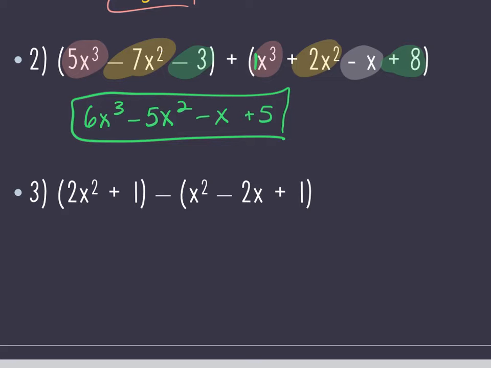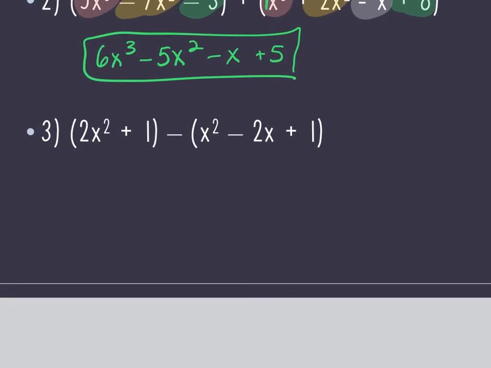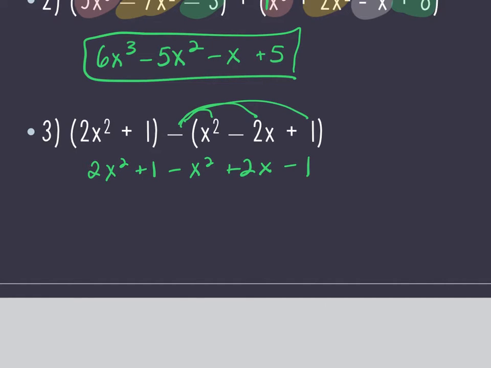Everybody good on that one? Okay, 3 has a minus between them. So before we can remove these parentheses and combine like terms, this minus has to get applied to everything in the parentheses after it. So if I rewrite it, it'd be 2x to the second plus 1 minus x squared plus 2x minus 1.